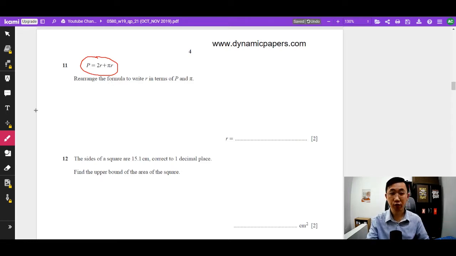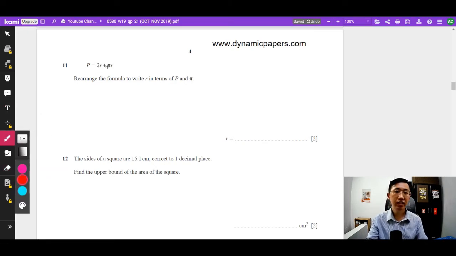I cannot have 2r in the formula, so I need to factorize. Remember this, you can only have 1 of the letter r. So let's factorize that. Take out r, bracket, 2 plus pi, close it.